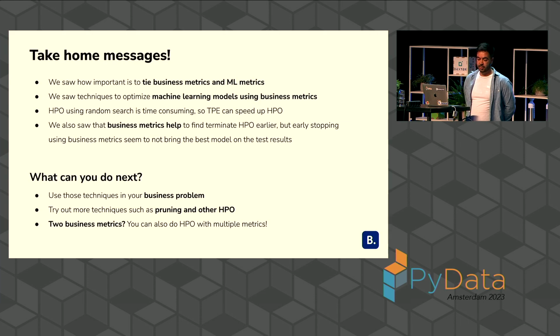What can you do next in your project? Well, you can use those techniques in your business problem. I'm really curious to know if you also face the same problem. Do you also always have to deploy your model? Do you also see less improvement in the business metric, even with the best ML metric? Well, you can try out some more techniques. Pruning is very, very nice. I really want to go deeper into it at some time later in my projects. And maybe you have two business metrics, and you can use hyperparameter optimization with multiple metrics.